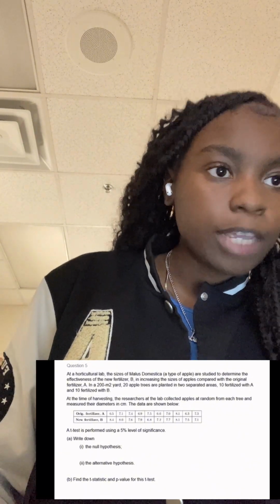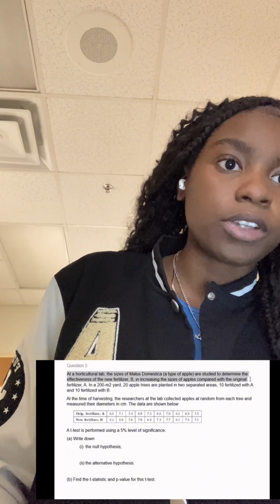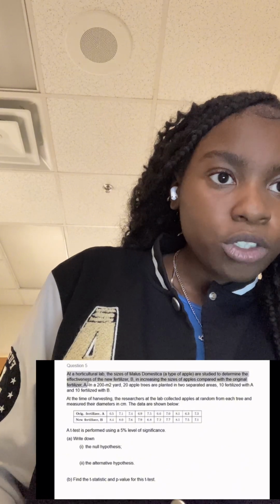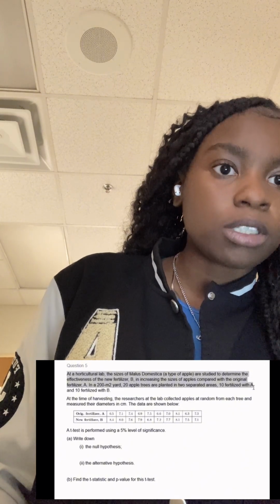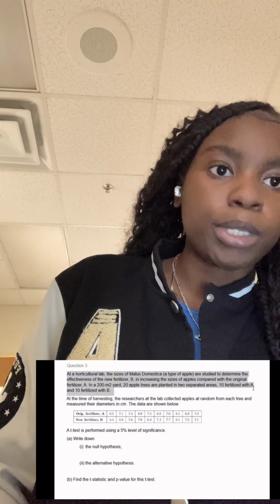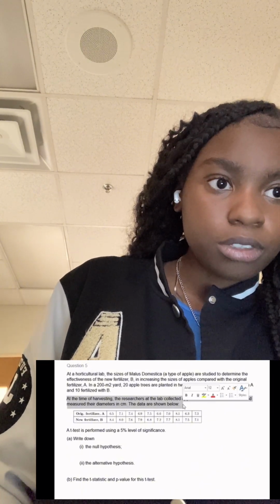At a horticulture lab, the sizes of Malus domestica, a type of apple, are studied to determine the effectiveness of the new fertilizer B in increasing the size of apples compared to the original fertilizer A. In a 200-meter yard, 20 apple trees are planted in 2 separate areas, 10 fertilized with A and 10 fertilized with B. At the time of harvesting, the researchers at the lab collected apples at random from each tree and measured their diameters in centimeters. The data are shown below.